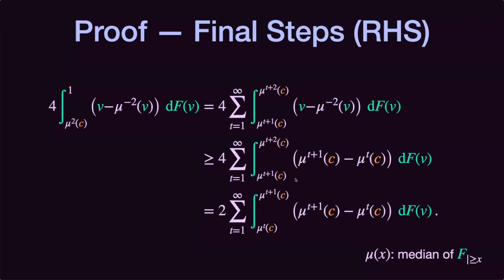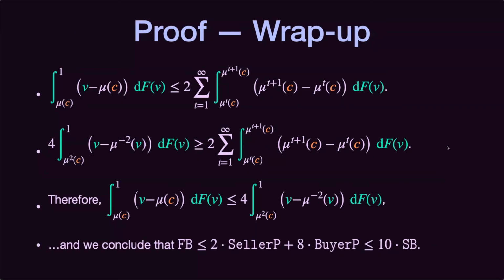And finally, we replace this interval from mu to the t plus 1 c to mu to the t plus 2 c by the twice as long interval mu to the t c to mu to the t plus 1 c, and drop the factor from 4 to 2. And finally, we copy the inequalities from previous slides and notice that the right-hand sides are the same. So we conclude that we have shown what we wanted to show, and so the first best is at most 2 times stellar spacing plus 8 times stellar spacing, which is at most 10 times the second best.